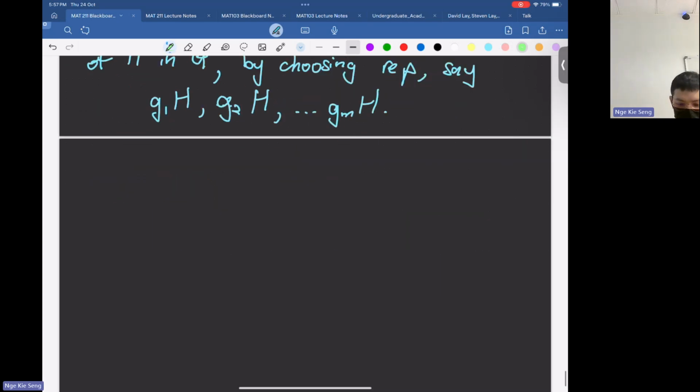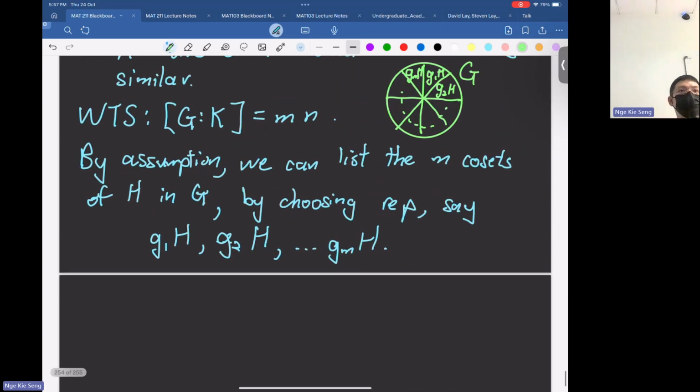But what does this mean? If I got all of these, what does it mean? We say that these cosets will partition my G.